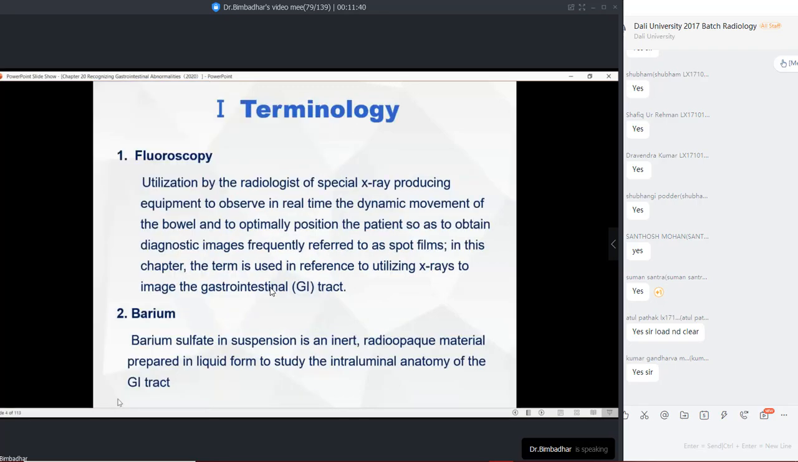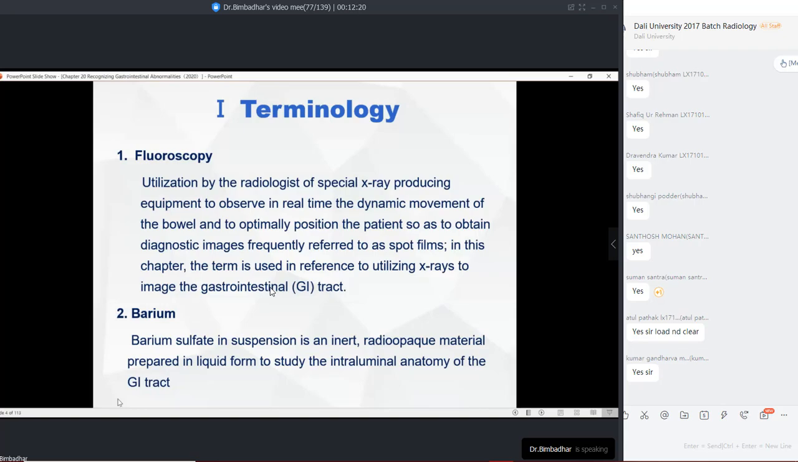You remember in the previous classes, when we were learning about the general principle, you can understand that fluoroscopy is a technique that utilizes X-rays. But the difference between a conventional X-ray and fluoroscopy is that the equipment produces images in real time, analyzing the dynamic movement of the bowel and optimally positioning the patient so as to obtain diagnostic images.